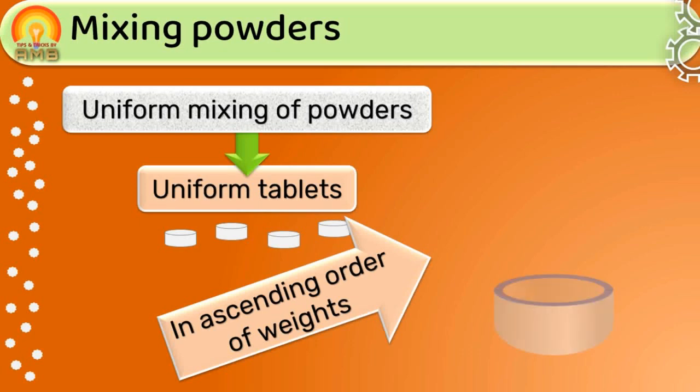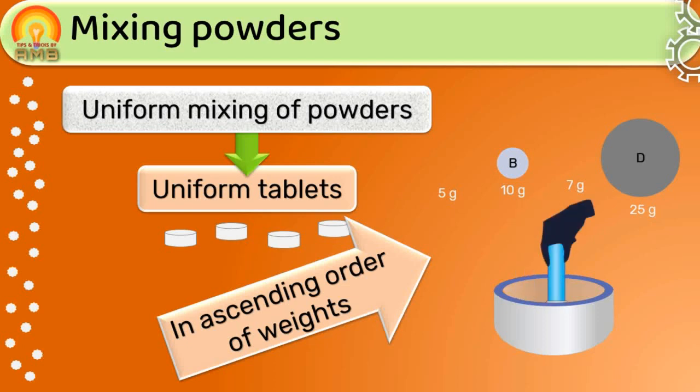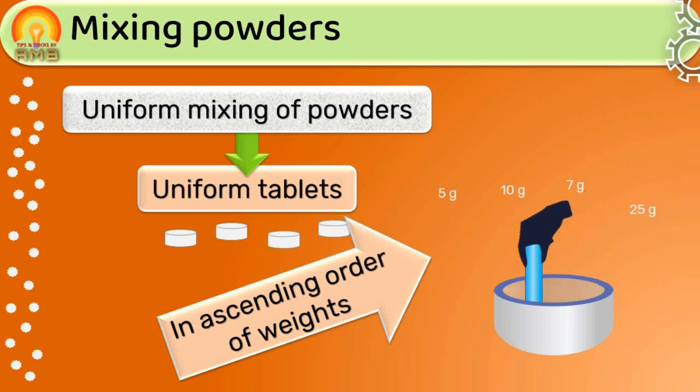Suppose powder A, B, C and D are to be mixed with one another. Quantity required of these powders is A 5 gram, B 10 gram, C 7 gram and D 25 gram. Then first powder A is mixed with powder C. Then to this mixture powder B is added, and after mixing it powder D is added. So this is called as ascending order mixing. So for uniform mixing, ascending order mixing should be done.